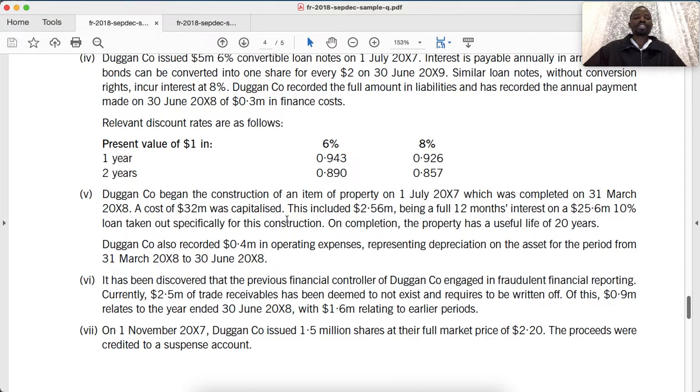But DCO did not do that because he capitalized for the whole 12 months. Whereas he was only supposed to capitalize for 9 months, as after the completion of the asset, it's April, May, June. So the 3 months was not supposed to be capitalized. So this 2.56 million, we need to take it off from the asset and expense it. We have to take 3/12 and expense it as a finance cost.